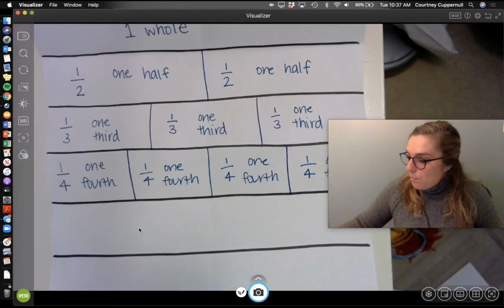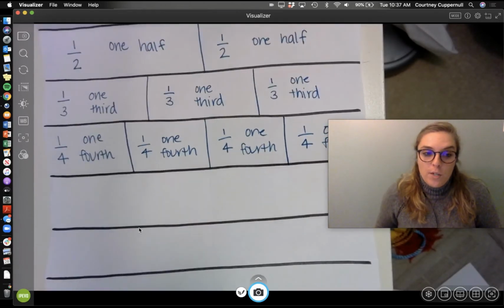All right, now we're going to break our fraction strip up into fifths. Quick, fast, show me on your hands how many pieces we are going to break it up into if it's fifths.